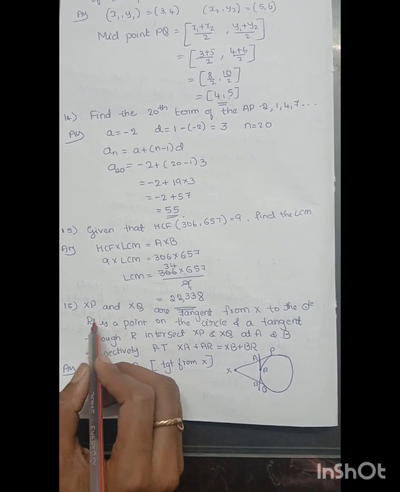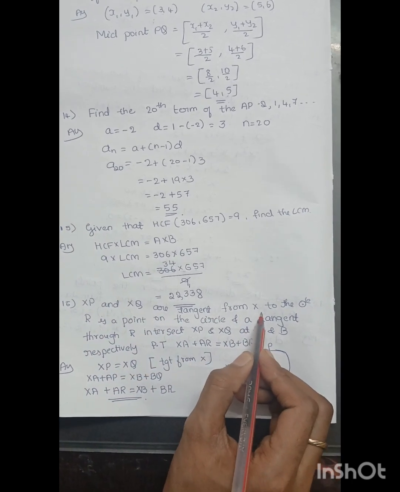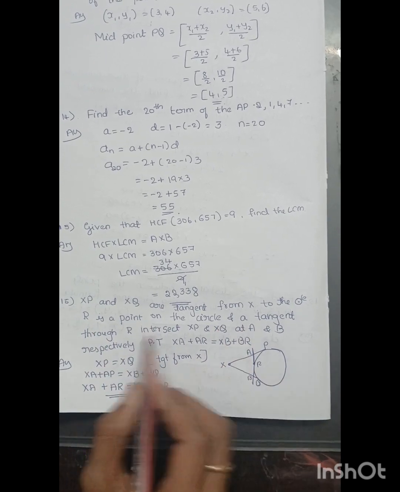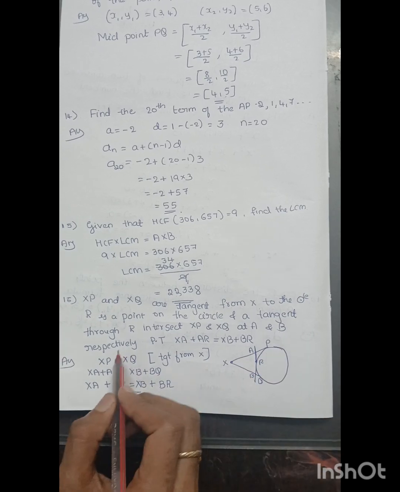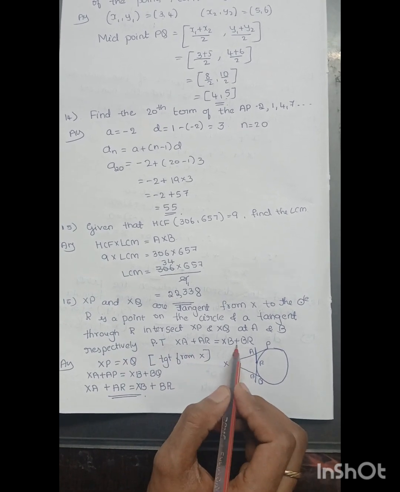So LCM of these two numbers is 22,338. Next one, XP and XQ are the tangents from a point X to the circle. R is a point on the circle and the tangent through R intersects XP and XQ at A and B respectively. Prove that XA plus AR equal to XB plus BR.